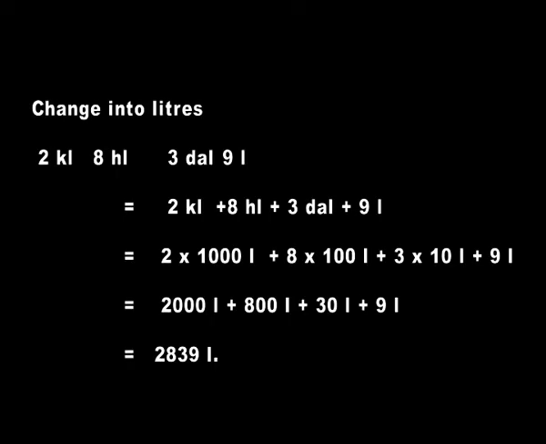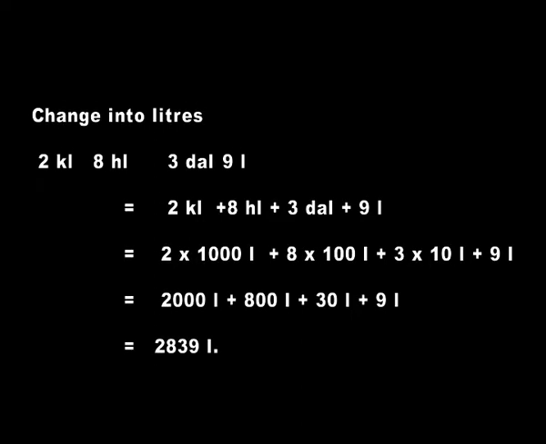Now, we will see a sum on how to change into liters. 2 kiloliters, 8 hectoliters, 3 decaliters, 9 liters. For this conversion, we have to multiply 2 into 1000 liters plus 8 into 100 liters plus 3 into 10 liters, and we have to add 9 liters. We will get the answer as 2839 liters.